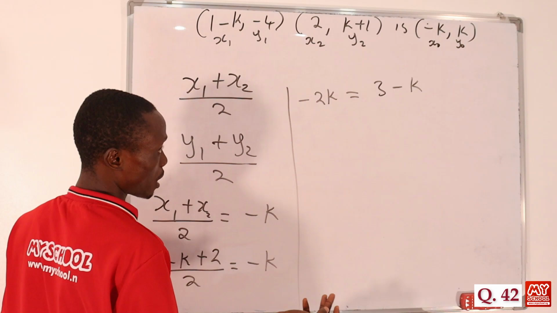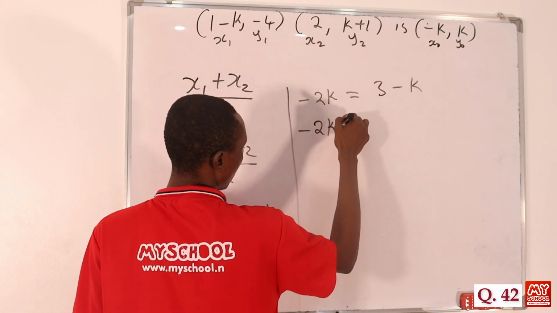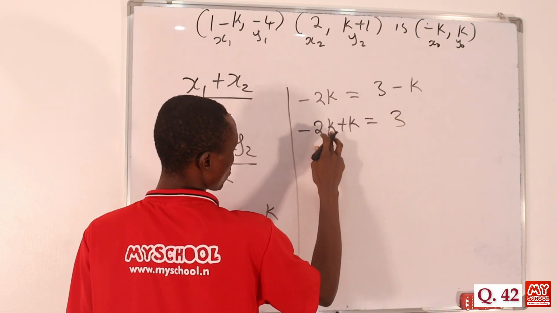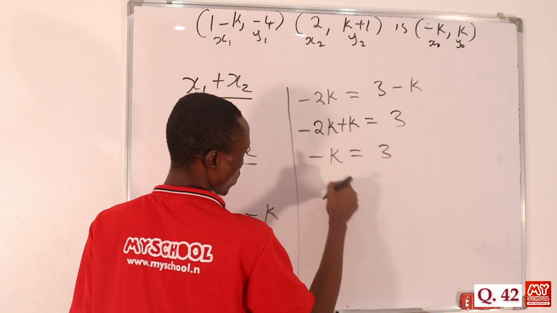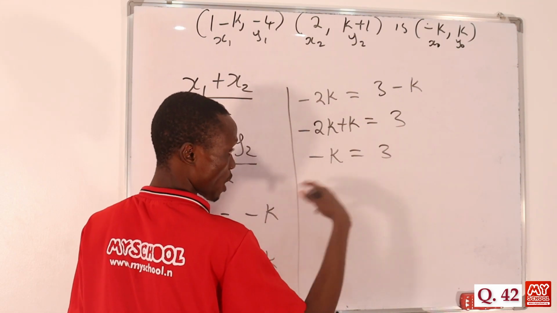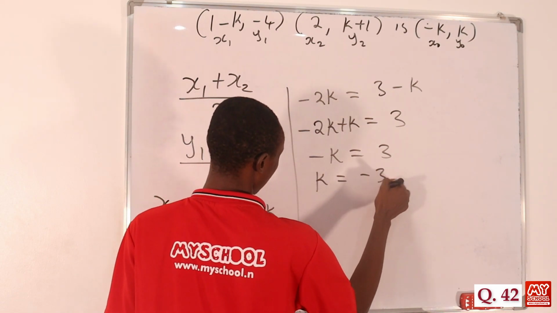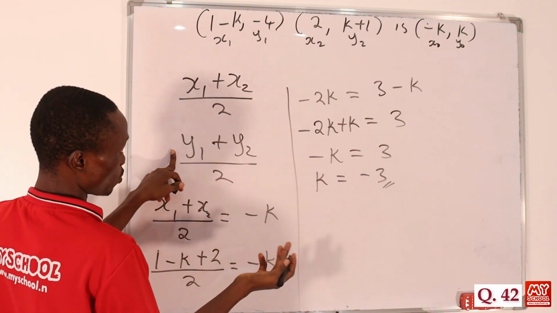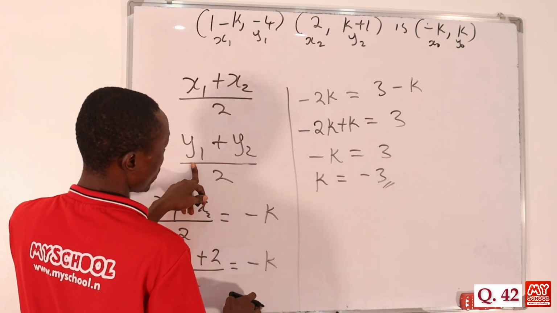So it's just for us to collect like terms. If I move this to this side, I'll be having minus 2k plus k is equals to 3. Of course, minus 2k plus k is the same thing as minus k, and this is equals to 3. We are looking for k, not minus k. So we divide both sides, or we multiply through by minus 1, so that k is equals to minus 3. So let's try it for when we use y1 plus y2, and see if the value for k will also be equals to minus 3.